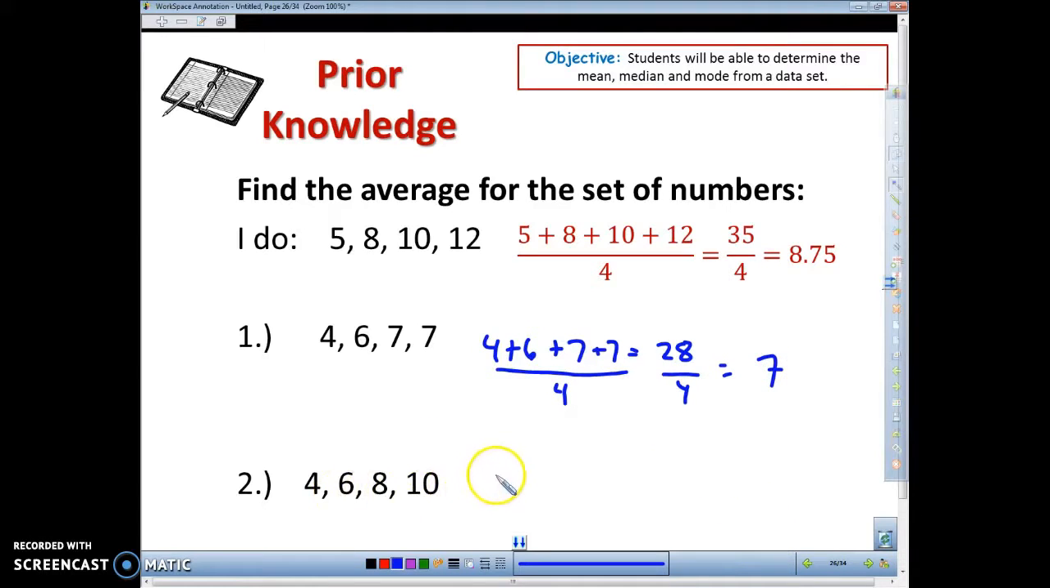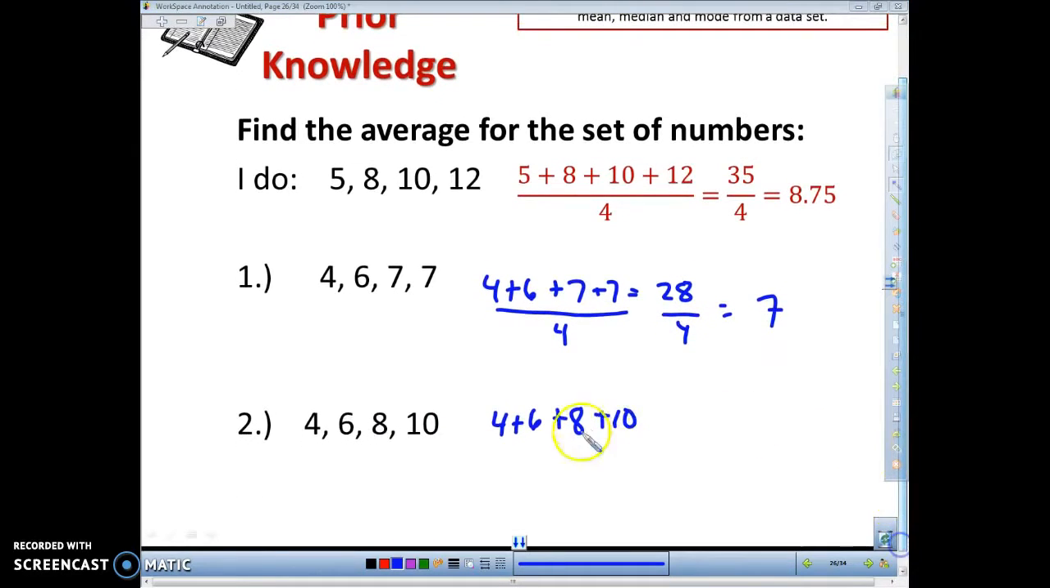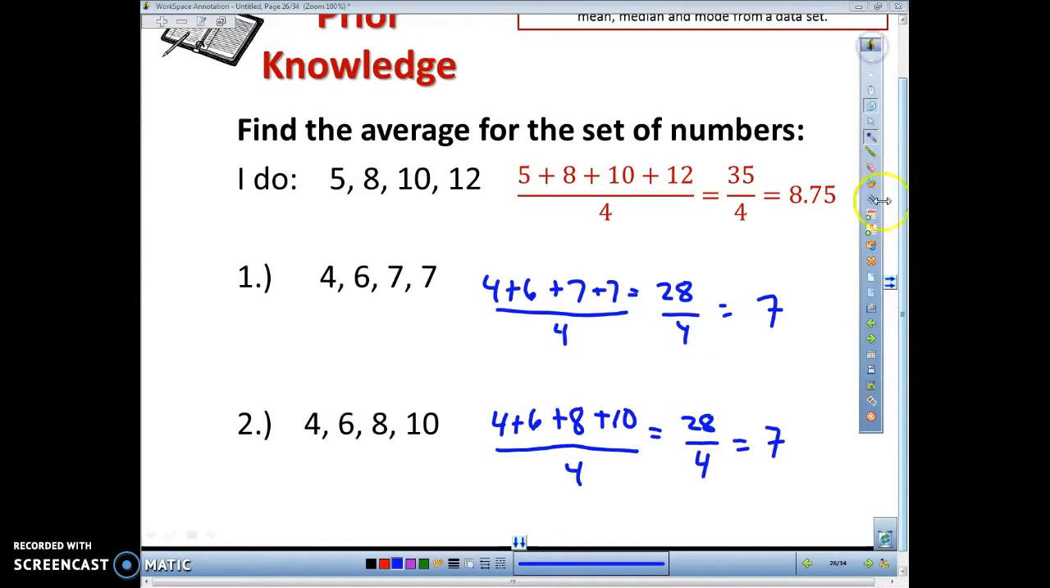We do the same thing here. So 4 plus 6 plus 8 plus 10. And I have 4 of those, so 10 plus 10 is 20, plus 28, divided by the 4 numbers that we have, and this again gives us 7. So you should have gotten 7 for your average for both of these.